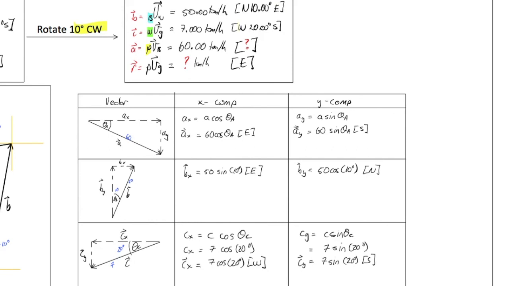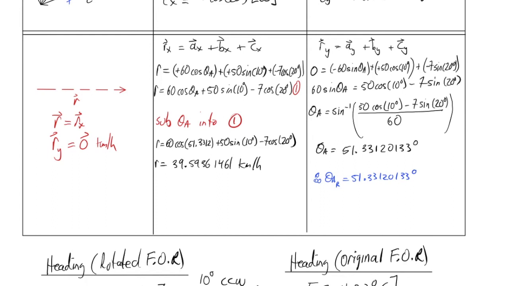And with our vector C, it was west then south by 20 degrees. So that gives us Cx is associated with cosine, Cy associated with sine. And now we just jump into the resultant statements. So Rx is equal to Ax plus Bx plus Cx. Our Rx is equal to the resultant.